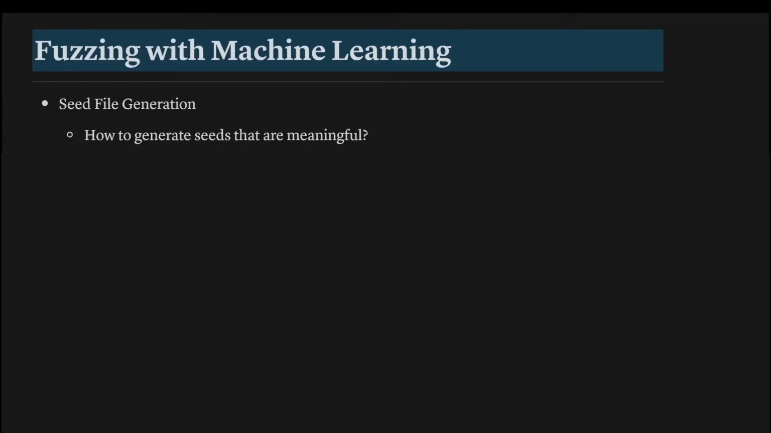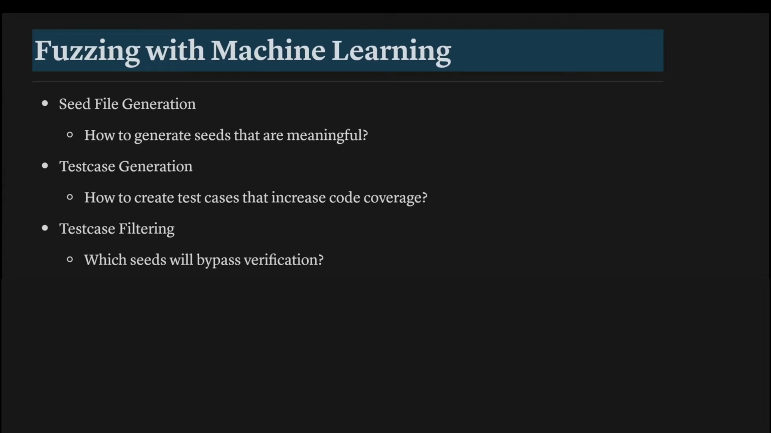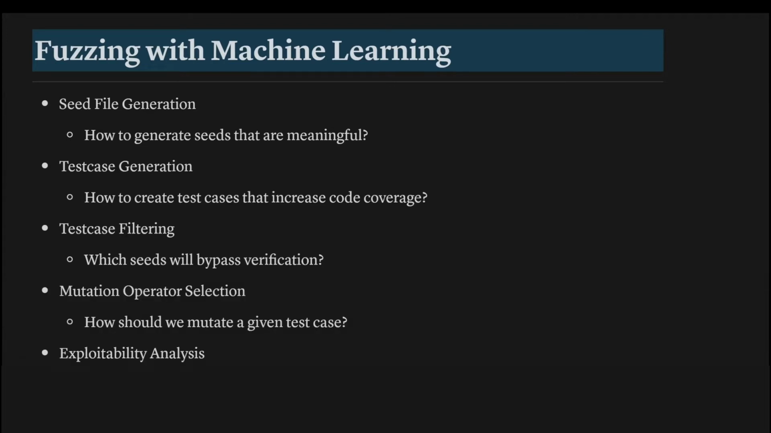Fuzzing programs requires mutating seeds in such a way that program verification is bypassed and code coverage is increased using the mutated test cases. To leverage machine learning, state-of-the-art fuzzers model a stage of the fuzzing process as a classification problem. Seed file generation, test case filtering, mutation operator selection, and exploitability analysis are 5 parts of the fuzzing process that can be modeled as classification problems.